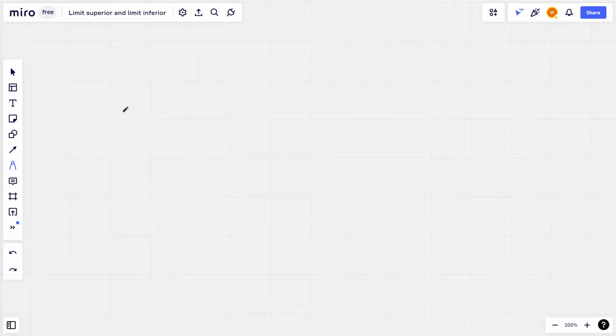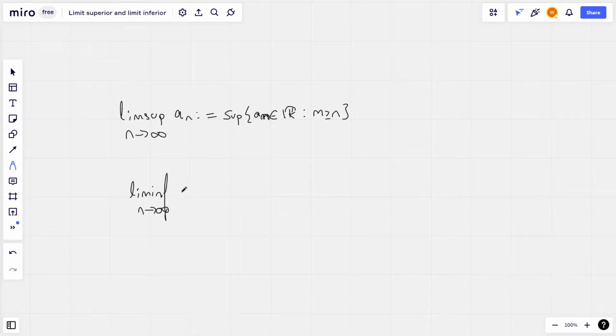Okay, so firstly we define the limit superior of a sequence to be equal to the supremum of its subsequence after a certain value, and then we define the limit inferior of a sequence to be the infimum of the subsequence after a certain value.